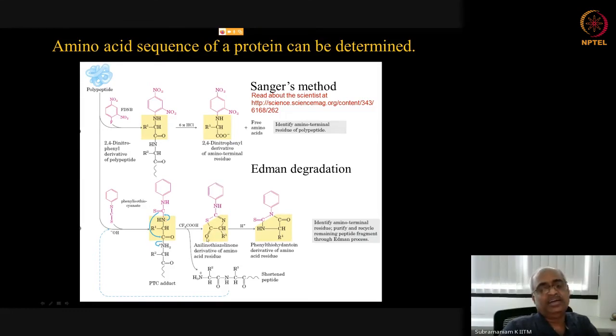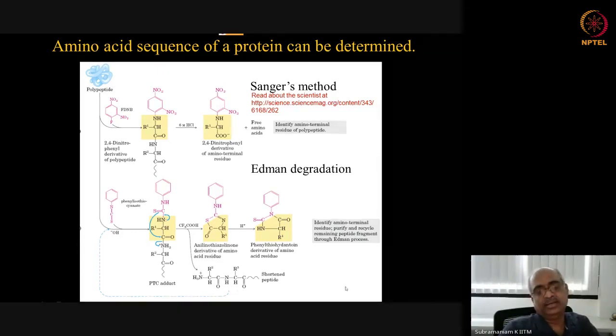So now this derivative can be identified, while the rest of the polypeptide chain is left intact. So this is a polypeptide chain that is shortened by only one amino acid. Now you can purify this and repeat the process again. And by doing this, the sequence can be determined. These are usually done by fixing the protein first to a solid matrix, a disc-like, paper-like matrix on which the protein is added. And this is at the bottom of a tube.